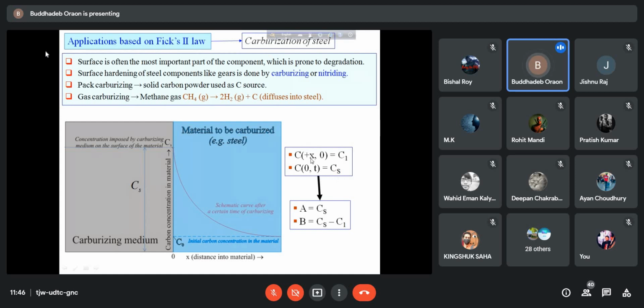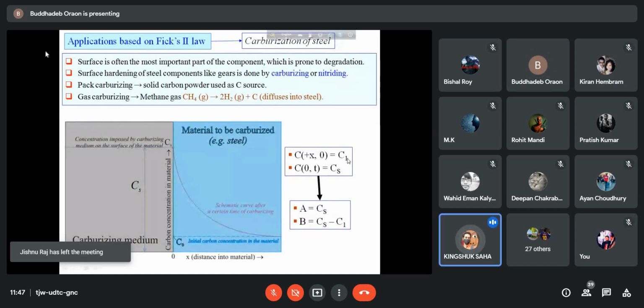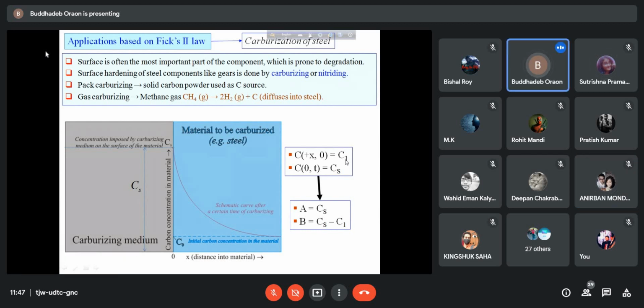And another we can write, let us say it is C1. That means for any value of x and for t equal to 0, it should be C0, not C1. Okay, are you getting? Yes, sir. Instead of C1, you should write C0. So accordingly, the equation will be changed.